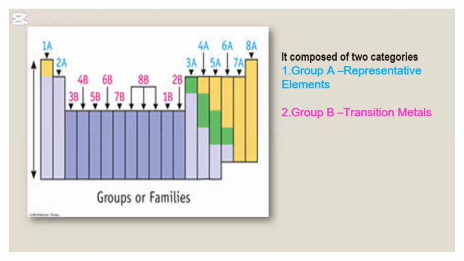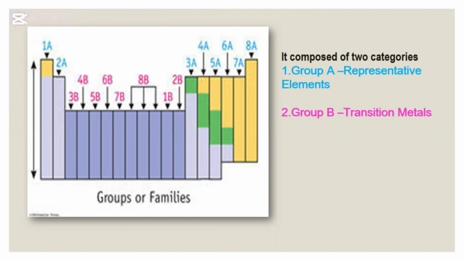This periodic table has 18 vertical columns and they are called groups, also known as families. It is composed of two categories: one is group A and the other is group B. I want you to know that this grouping system was changed by the International Union of Pure and Applied Chemistry in 1995. They gave a numbering system rather than this A and B classification. But I'm including this classification because it helps you identify each group clearly.